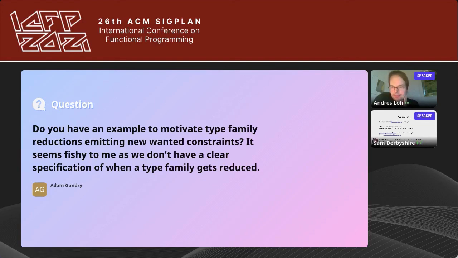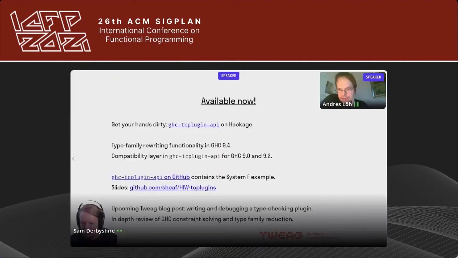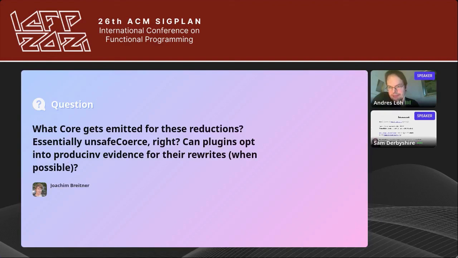And one question by Joachim Breitner. What Core gets emitted for these reductions? Essentially unsafe coerces, right? Can plugins opt into producing evidence for the rewrites when possible?